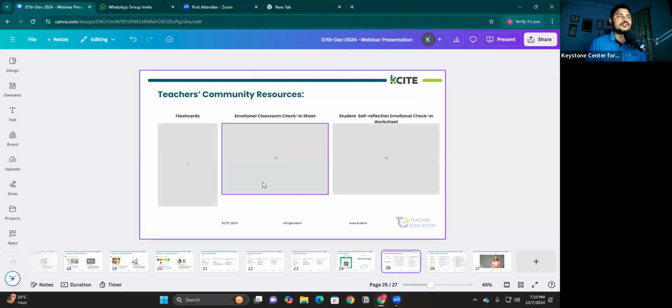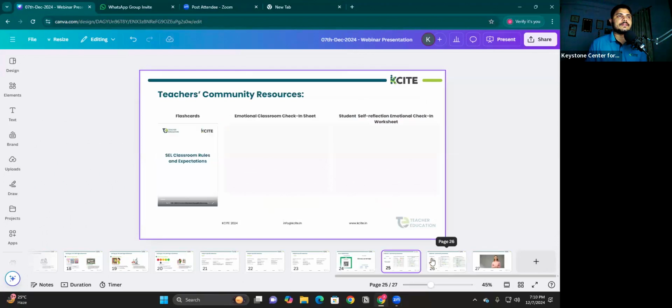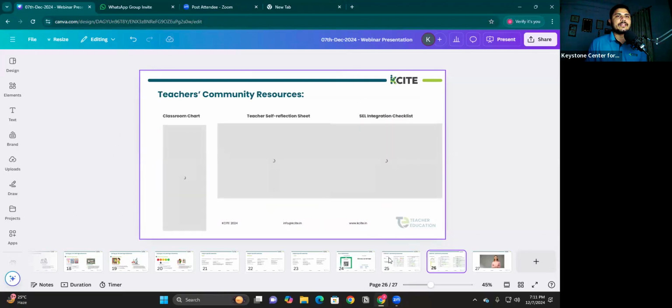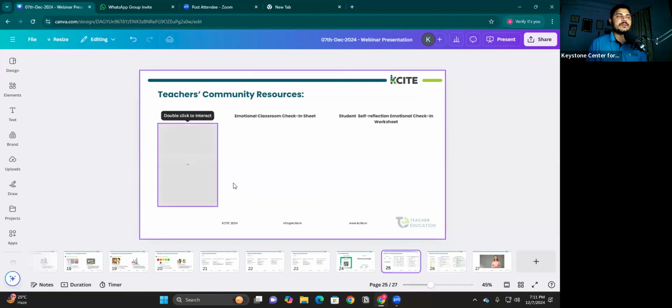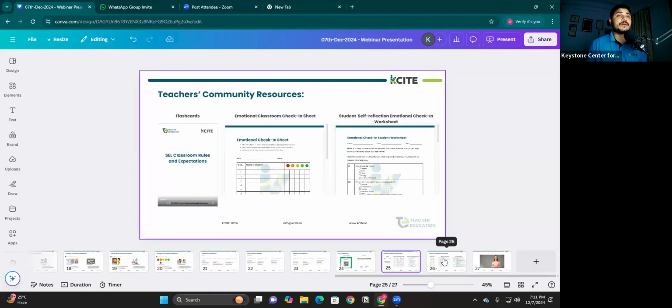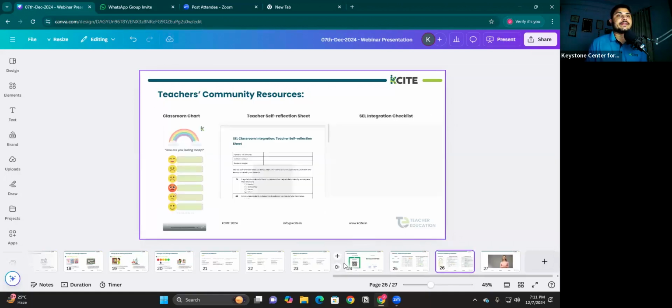So when you join our WhatsApp community, you will have access to such resources. A few months ago, we shared these resources previously. These are charts that you can keep in your class, worksheets which you can download, print, and use for your classes, and a lot of other things.